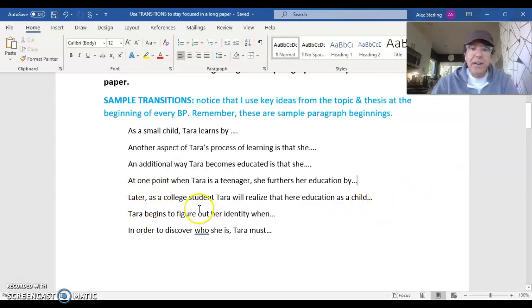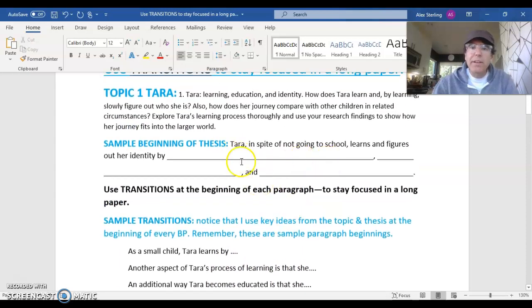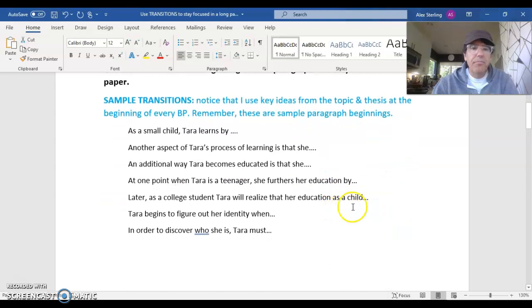Later, as a college student, Tara will realize that her education as a child, so you can use different words, but you keep referring back to the main theme of your paper at the beginning of every paragraph. Also, another theme for topic 1 is figuring out her identity. So Tara is figuring out who she is as a person. So some of your body paragraphs will be about that, if that's your thesis.